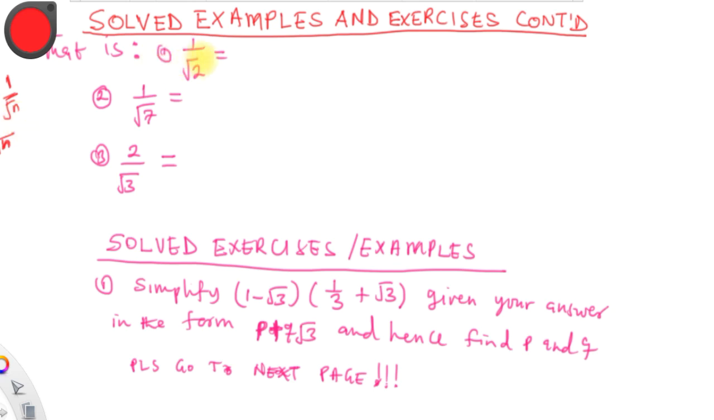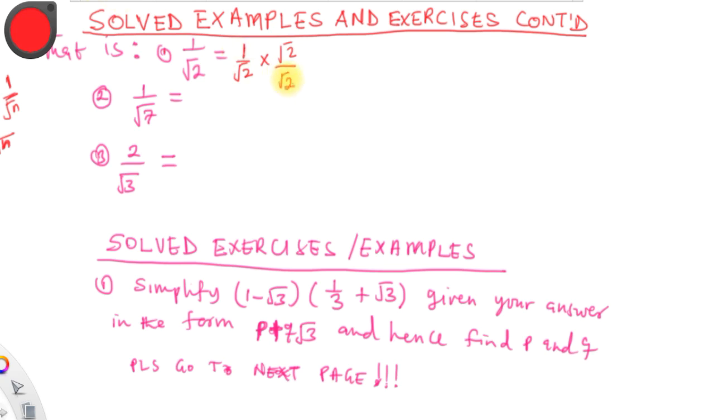So this is the continuation of the solved examples and exercises we are looking at. This is example 1. If you are given 1 over square root of 2, what is the conjugate of this denominator, square root of 2? The same thing. So this is given by 1 over square root of 2, times the conjugate, square root of 2, divided by the same conjugate, square root of 2.